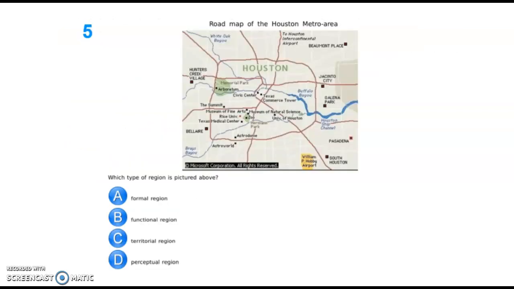The next question on your test was, which type of region is pictured above? So here you see the road map of the Houston metro area. And basically this shows you all of the roads and highways that have to be taken in and out of the city. Because of these transportation networks, this would become a functional region. So those transportation networks make this a functional region.